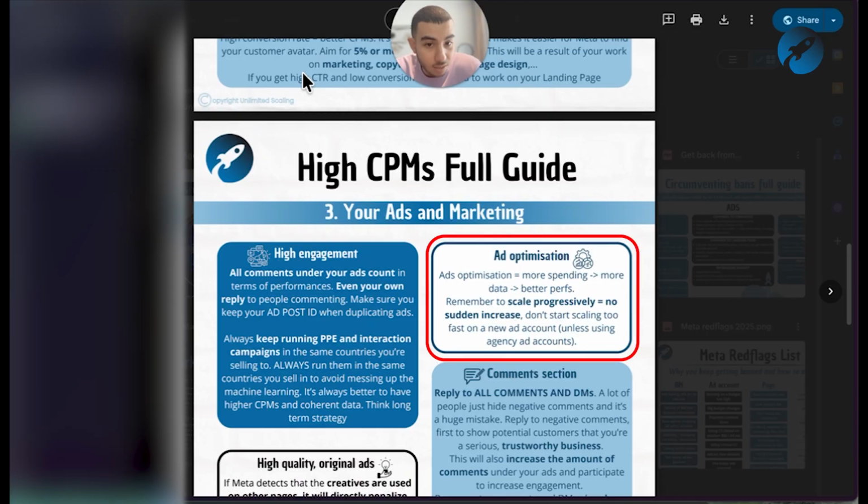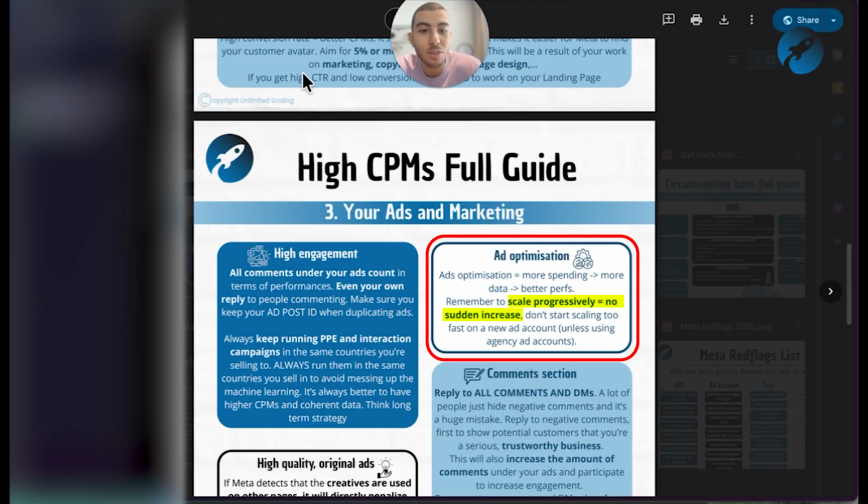So here we have ads optimization. Scale progressively, no sudden increase. I hear a lot of people are surf scaling. Just so you know, surf scaling is an aggressive method. It works, but it might create some red flag internally, because Meta wants to make sure that the account that is doing that is able to support what they're doing.